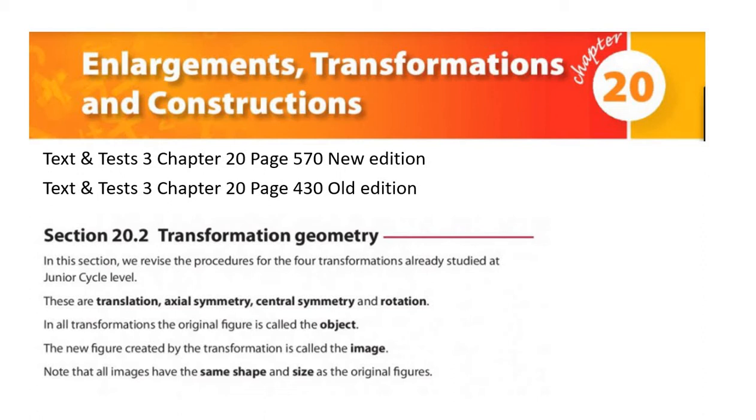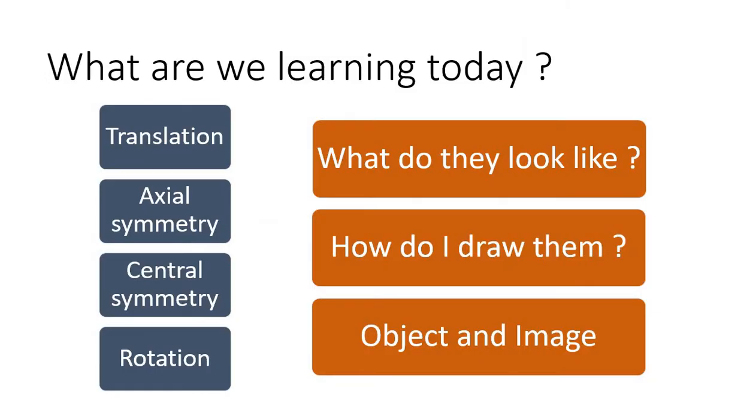In your book, this is chapter 20 in the new edition, and it's on page 430 in the old edition of Text and Test 3. So the part that we're going to do today is transformation geometry, and it's the second part of the chapter. The first part was enlargements that we did last week when we made shapes bigger.